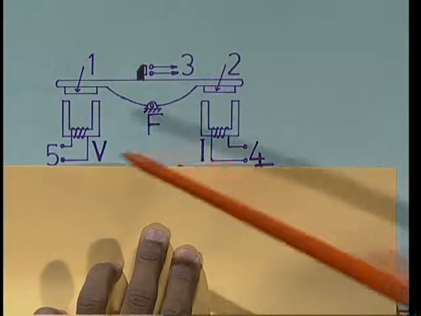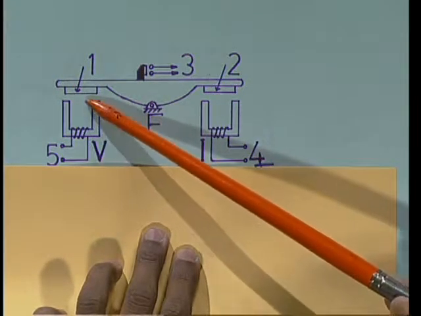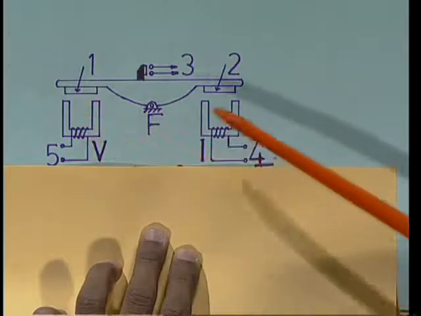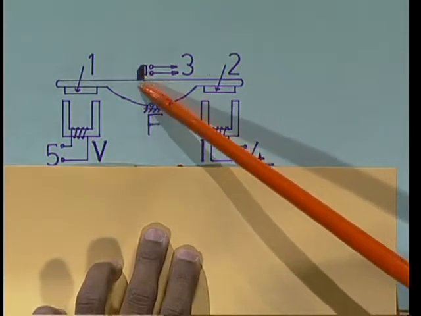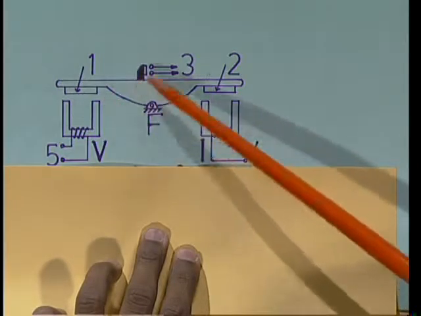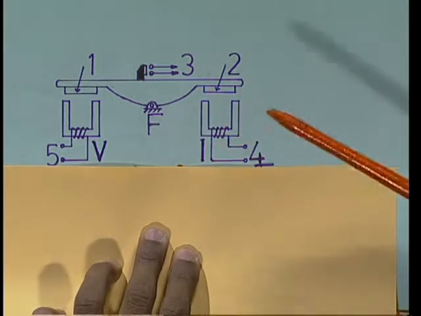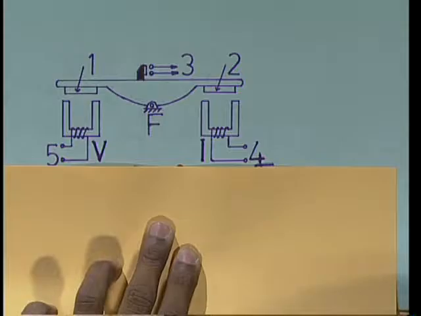This is the current magnet, this is the voltage magnet. So the pull of the voltage magnet is greater than the pull of the current magnet. In this way the moving contact is away from the fixed contacts. But whenever a fault condition occurs, what happens?